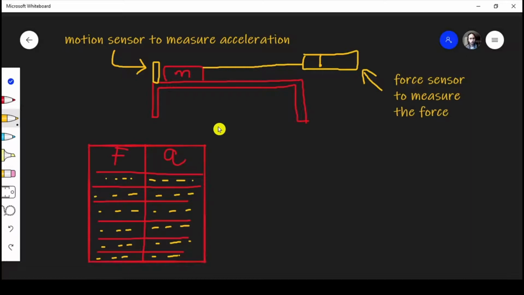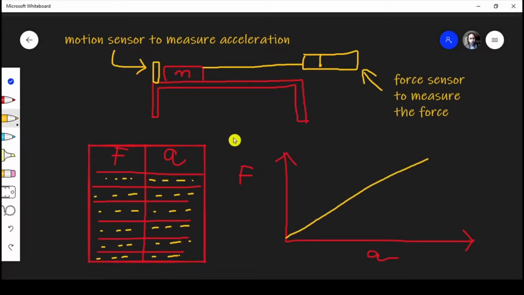After you collect the data table, you're going to make a graph. And again, with force on the y-axis and acceleration on the x-axis. Put the data into the graph and you can have a straight line.